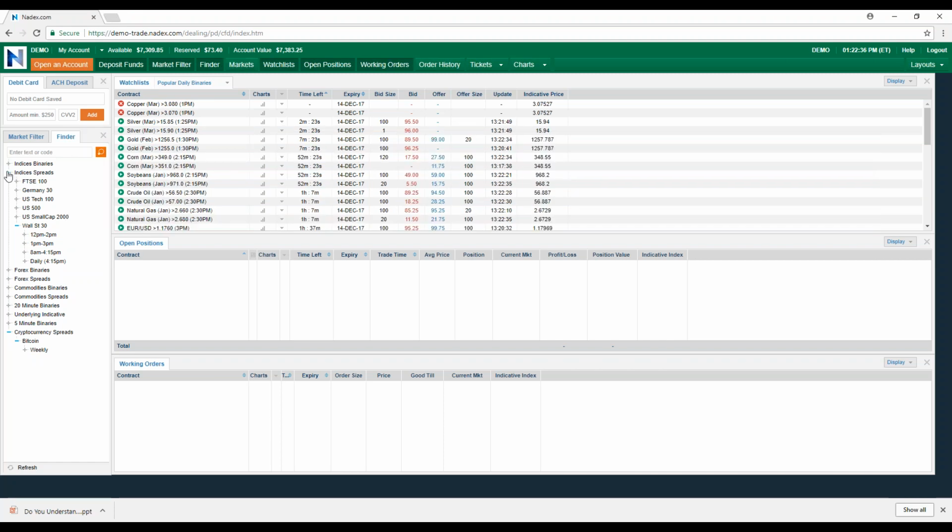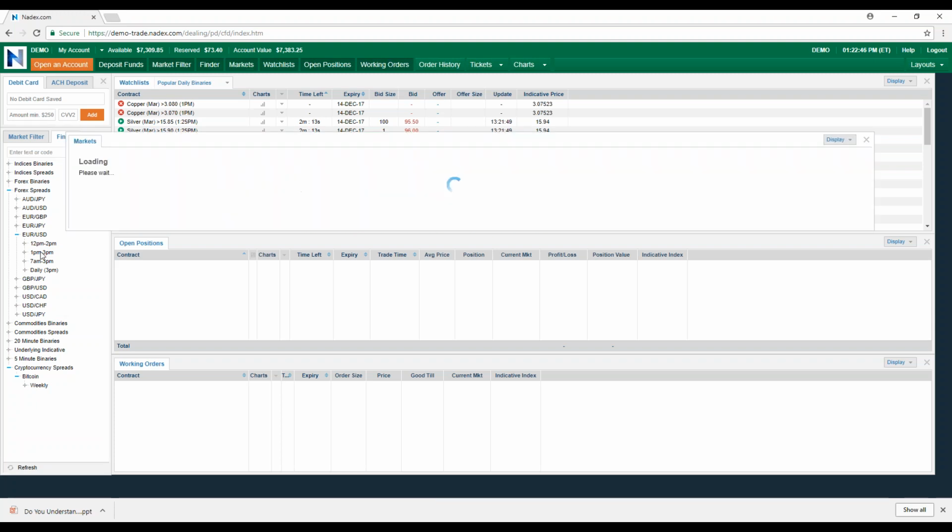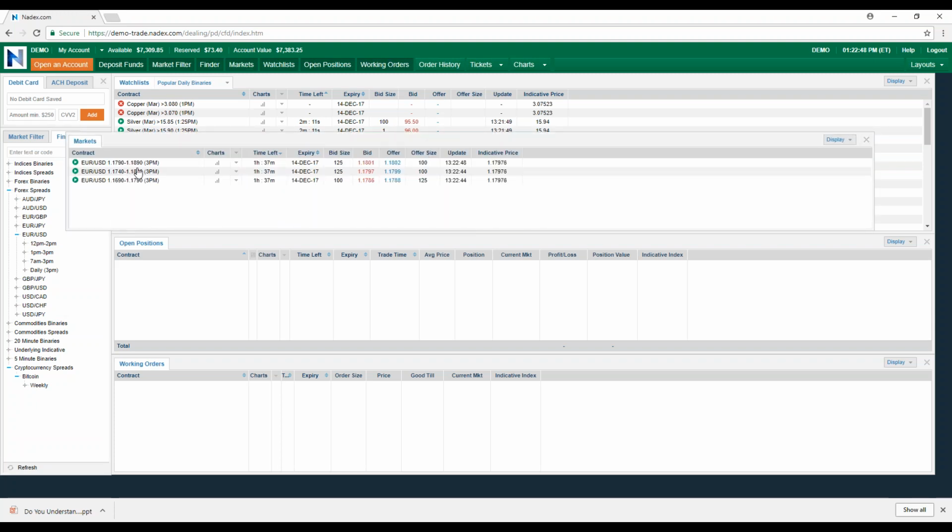Let's just look at another quick example here. Let's pull over to forex spreads, okay? Keep it a little simpler as well. And let's look at a euro-dollar spread. Let's look at these that open from 1 to 3. Notice there's 3 different spreads. You see that? And they're what? 1790, 1890, 1740, 1840, 1690, 1790. They're 100 pip spreads. So here's how it works in a nutshell, okay?